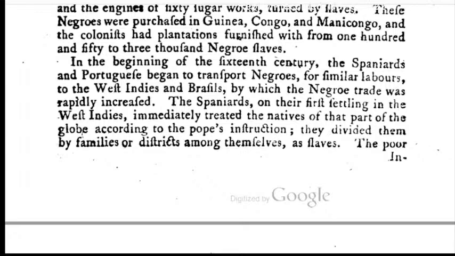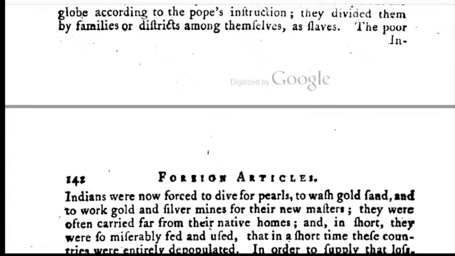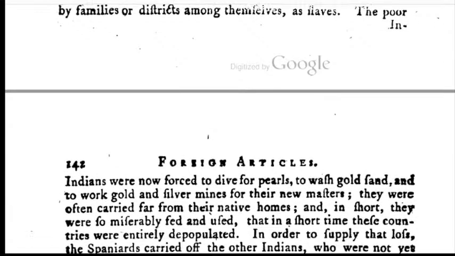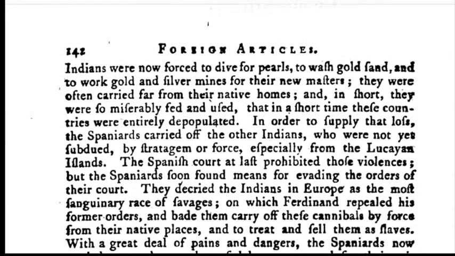It say they divided them by families or districts amongst themselves as slaves. The poor Indians were now forced to dive for pearls, to wash gold sand, and to work gold and silver mines for their new masters. They were often carried far from their native homes, and in short, they were so miserably fed and used that in a short time, these countries were entirely depopulated. That's why I was trying to tell you, Indians were mostly killed off. The native Indians, the people that was already here in these countries in the Americas, they was mostly killed off.